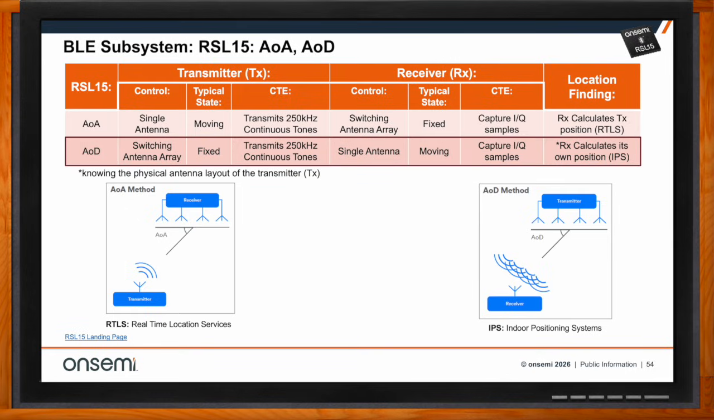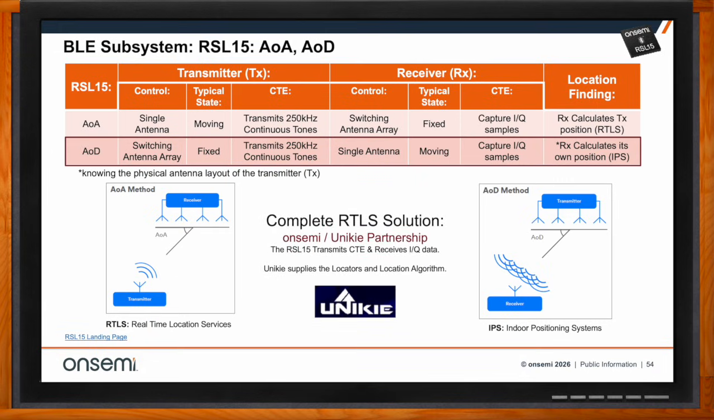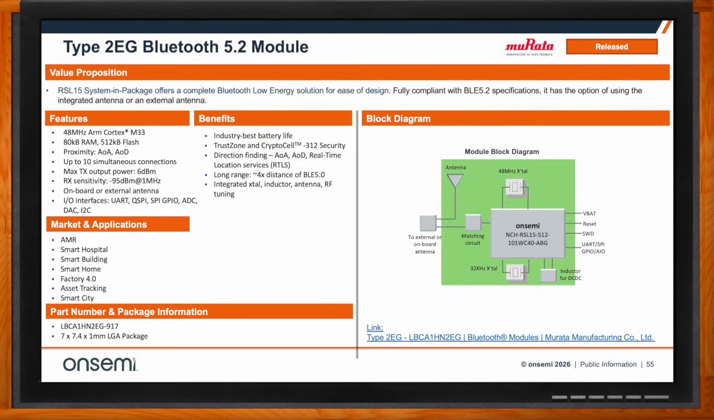And we partnered with Unikey, who developed the algorithm for the locations, both IPS and RTLS, using our RSL15 BLE device. And we also partnered with Murata to create, using RSL15, the BLE 5.2 module, where Murata integrates our RSL15 along with the inductor, the crystals, the matching circuit, and the antenna. So a full solution. Many customers prefer this option because it's faster to market. They don't have to do the antenna design, which ain't nothing. So we partnered with Murata for that as well.